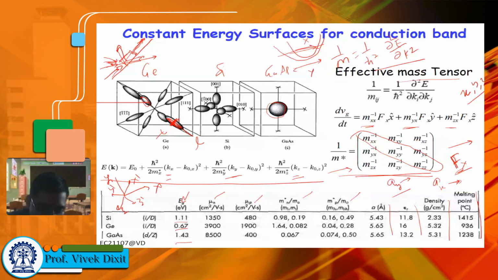You can see here is 1.64 for longitudinal mass, 0.082 for transverse mass. Similarly, you can see for silicon, longitudinal mass is more than the transverse mass. Right? This is longitudinal, this is transverse. In case of gallium arsenide, this is basically spherical, so there is no longitudinal or transverse. They are the same basically. And here the mass is for light hole and heavy hole. Heavy hole mass is usually more. Light hole effective mass is usually less.